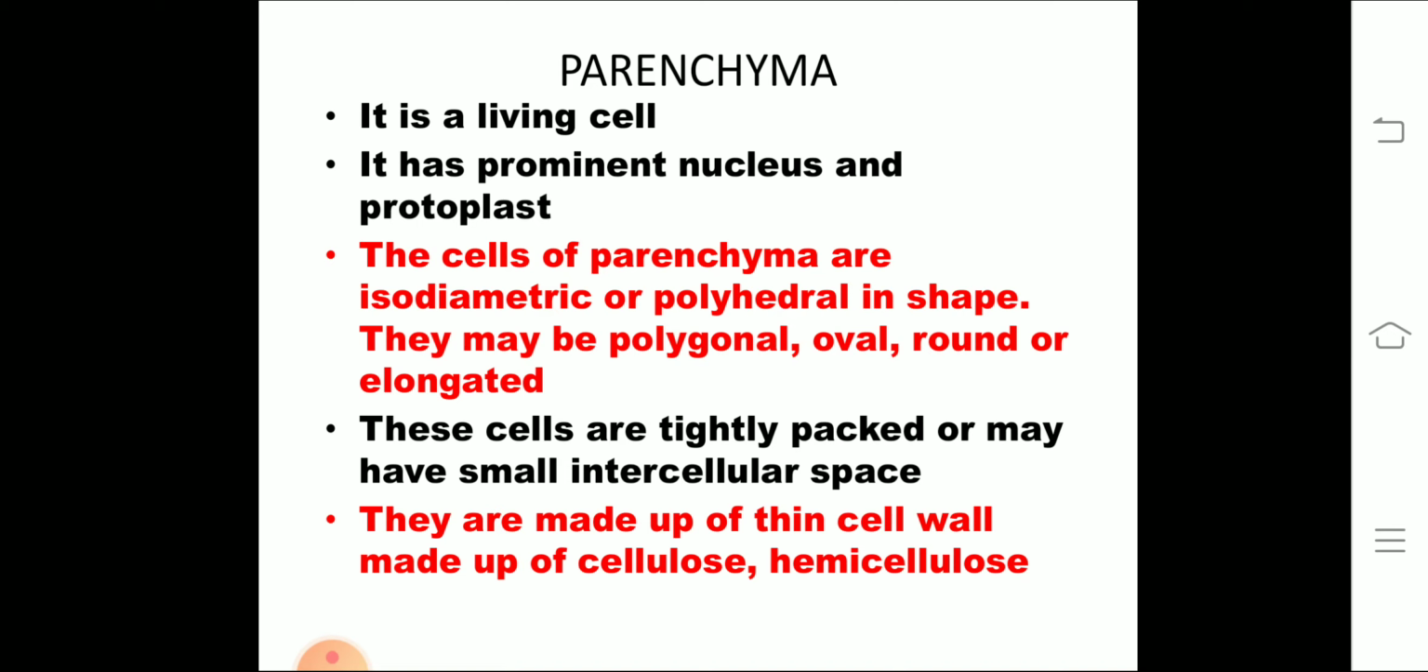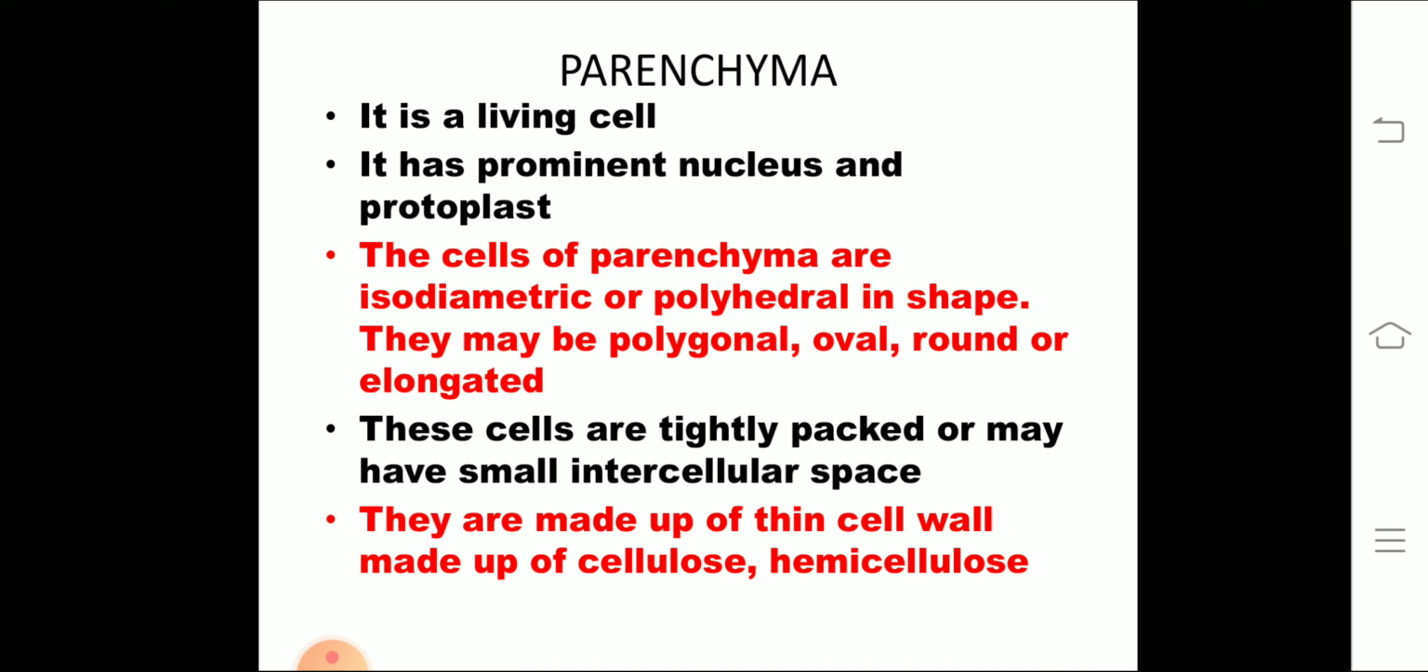The cells of parenchyma are isodiametric. Isodiametric means same diameter, all the cells are of the same shape and size. They are polyhedral in shape, which means 3D shapes, and they can be polygonal, oval, round, or elongated. These cells are tightly packed.